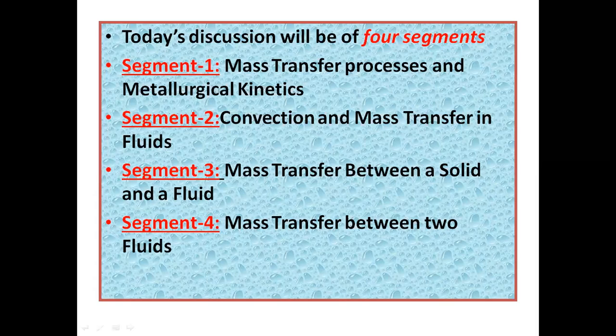Let me come to some application side even. You see, now mass transfer process and metallurgical kinetics. Let me take the reduction of iron ore, or removal of sulfur, or removal of any impurities present in pig iron in steel making processes. Mass transfer process: physical mass transfer and chemical mass transfer. In physical mass transfer, simple thing, change in position.